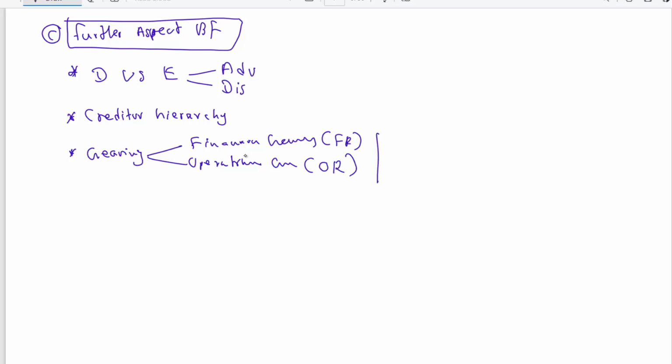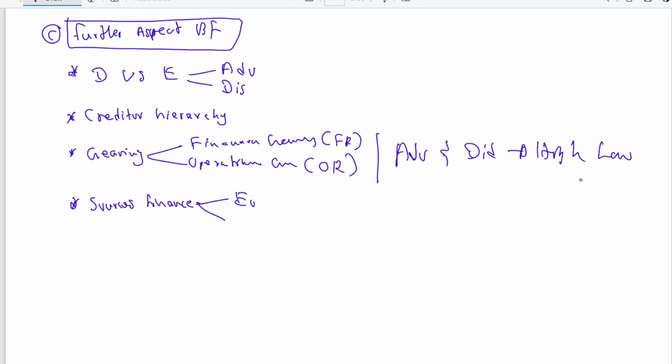And the advantages and disadvantages of having high gearing and having low gearing, and using different sources of finance, how it can impact the equity holders and how it can impact the debt holders. So how to do this analysis using the ratios, that part you should know.